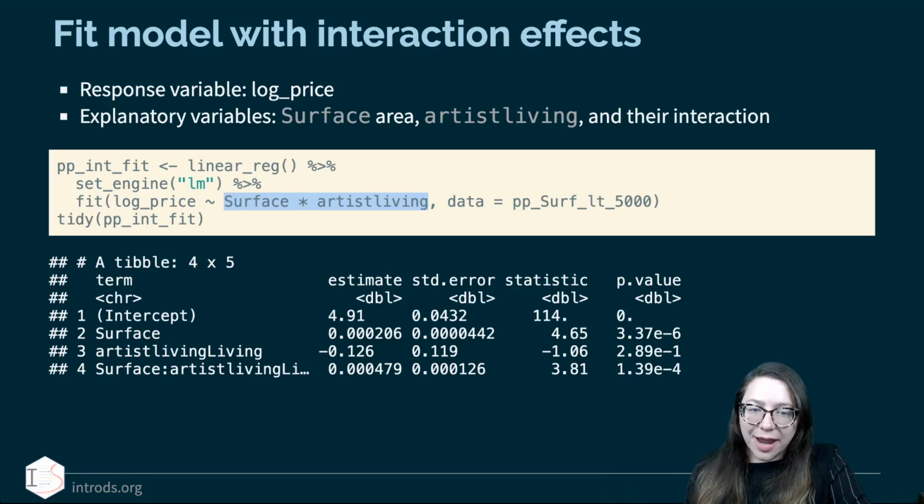So when we look now at the estimates for slopes, we have one just for surface and one just for the artist living variable, but then another one for the interaction between the two. By default, R takes a look at this formula and says, what you want is the main effects as well, so surface plus artist living, and their interaction. You can't have their interaction without having their main effects.